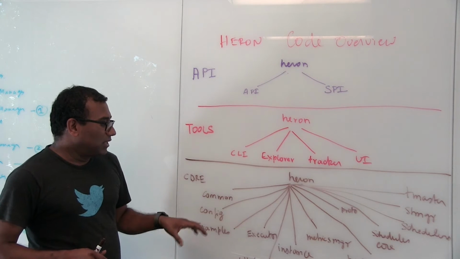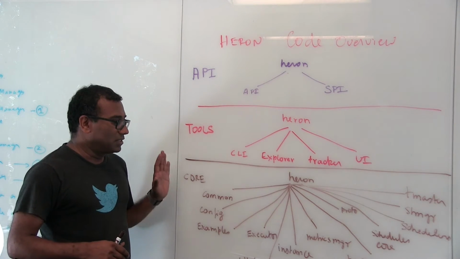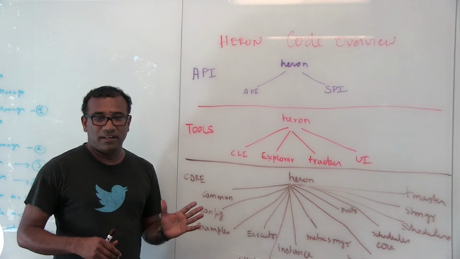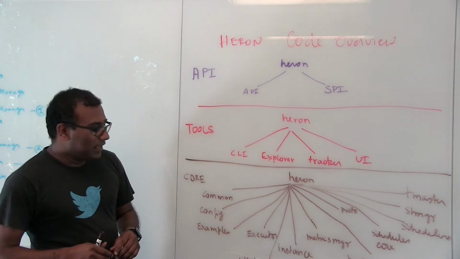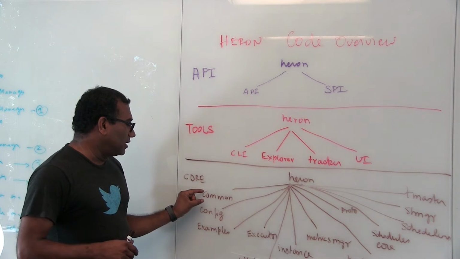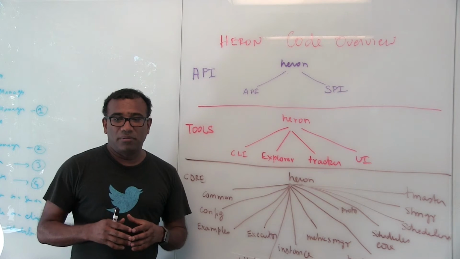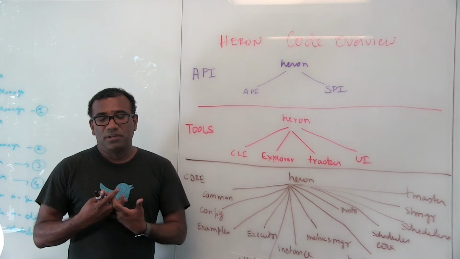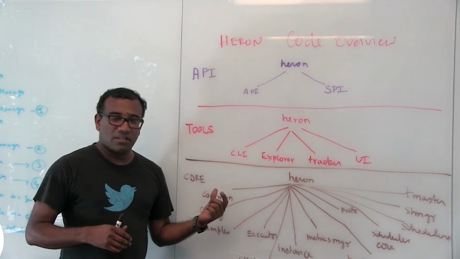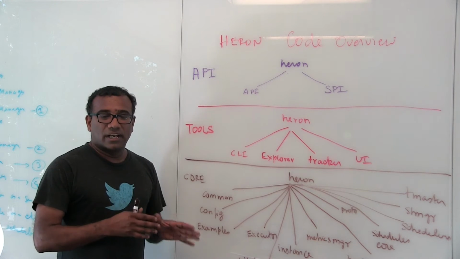Now the last one is the core itself. The core consists of a lot of directories, but don't get intimidated. It's pretty simple. The first one is a common directory. Within the common directory, if code is being used by several other directories, the common directory is the one where you add that code.